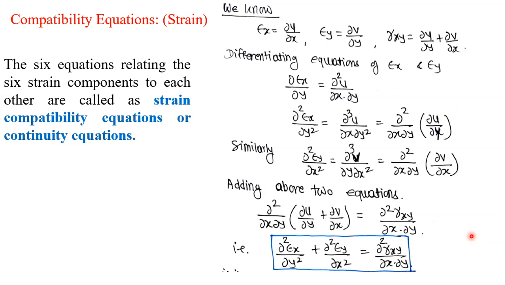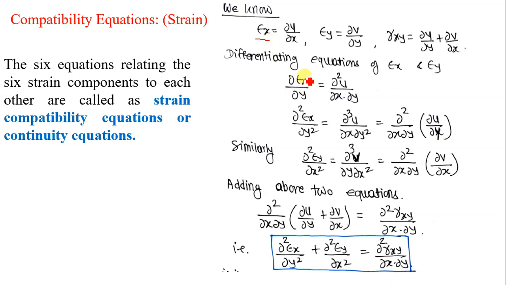Now strain compatibility equations are also called continuity equations. We know that epsilon x is equal to del u by del x, epsilon y is equal to del v by del y, and gamma xy is equal to del u by del y plus del v by del x. So initially we will consider these three equations: epsilon x, epsilon y and gamma xy. Now let us differentiate epsilon x with respect to y. This is very important.